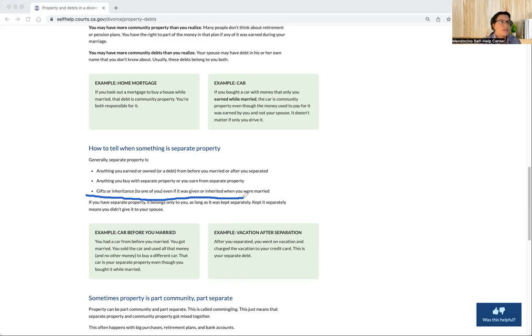So for example, if during the marriage you have a relative that passes away and leaves you some money, that money is your separate property. And anything you buy with that money is also your separate property. So if you bought a car with the money that you inherited from, say, a grandparent who passed away, that car is your separate property.